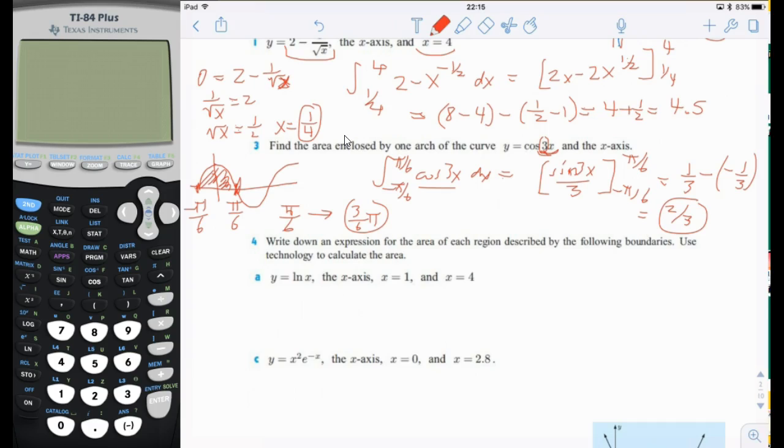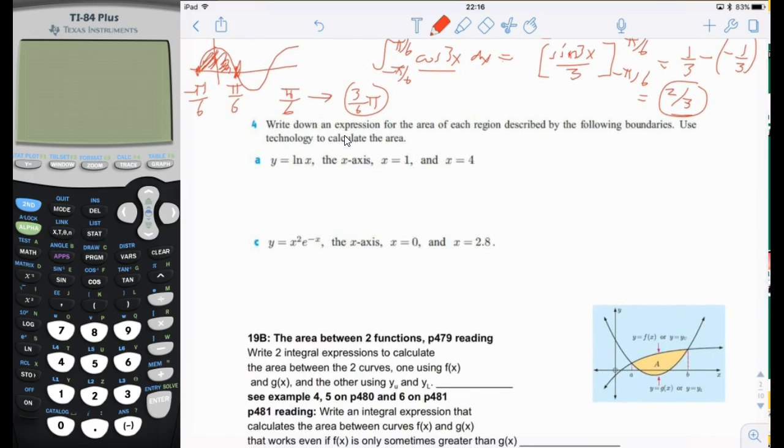Look at that. If you find the area underneath an arch of a sine or cosine, even though it's all curved and everything, you're going to get a nice round number like that. And if it wasn't smashed by a factor of 3, you would probably have a really nice round number like 2 or something like that.